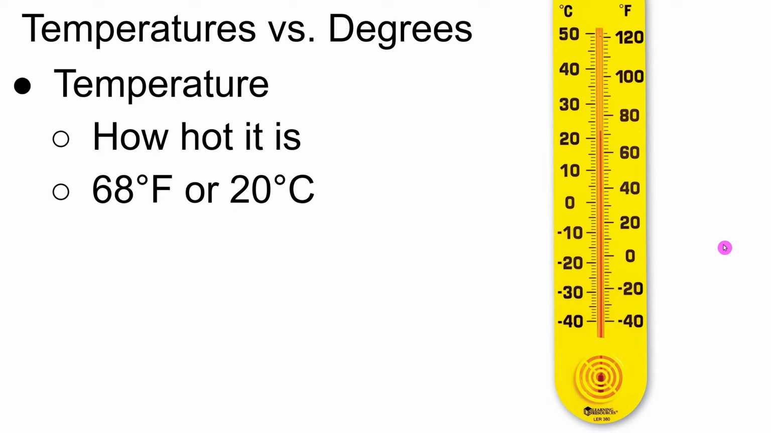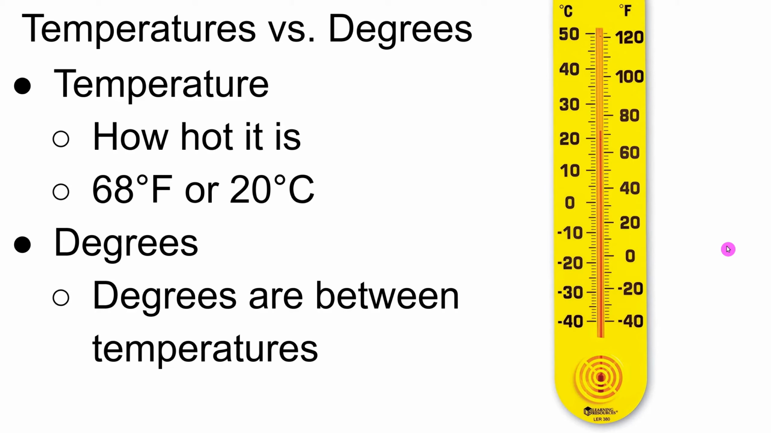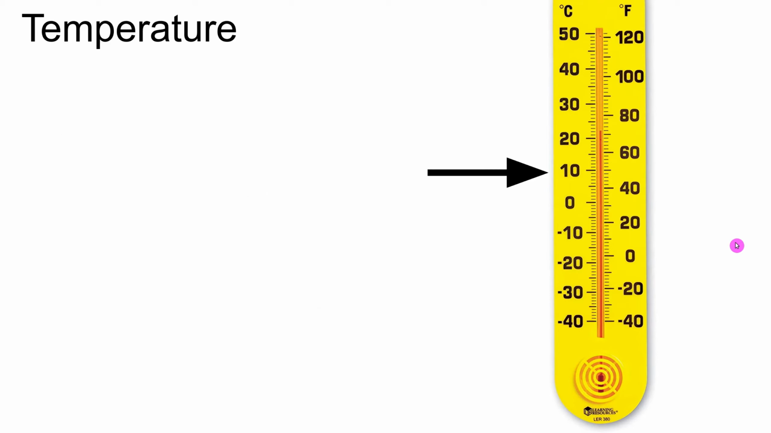What we're not used to is degrees. Degrees are the number of degrees between two temperatures. So it's the difference between two temperatures. For example, 18 Fahrenheit degrees or 10 Celsius degrees. And we'll come back to those. Those numbers are special, and you'll see why in a minute.